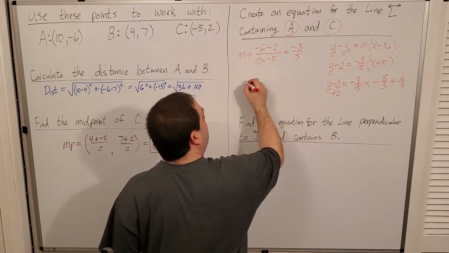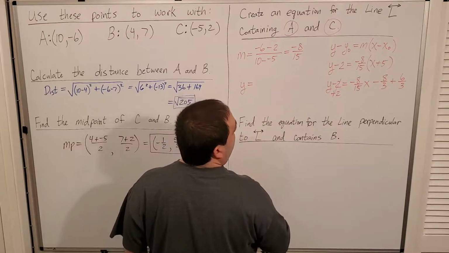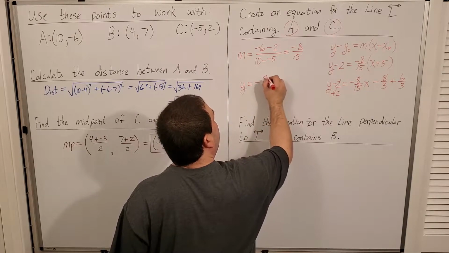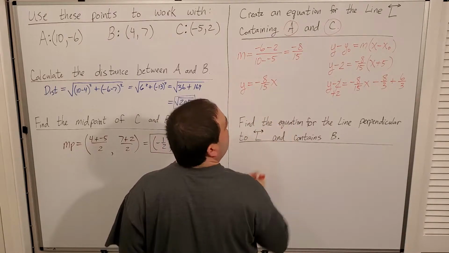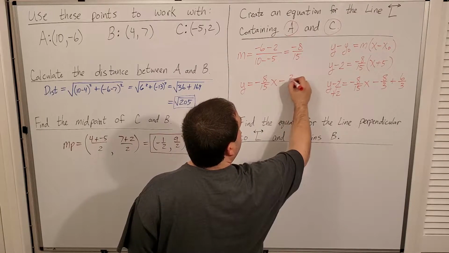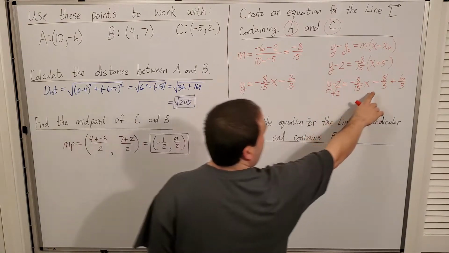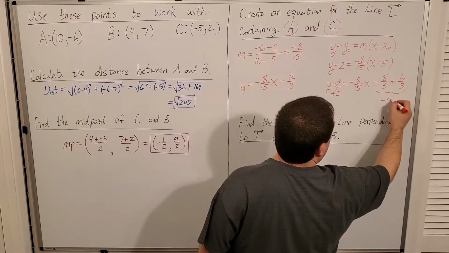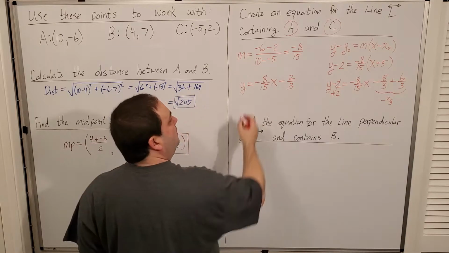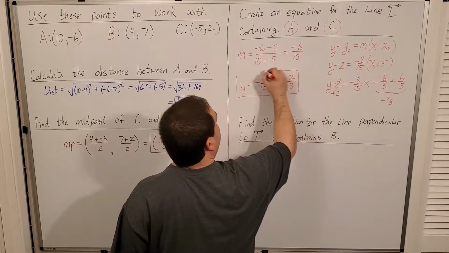Okay, so final slope-intercept form, y equals -8/15 x, and then I have minus 2/3 from here, right? This is -2/3. So here's the answer for that one.